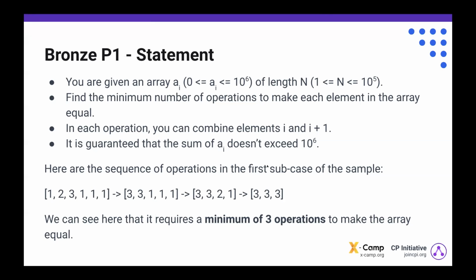So here is the sequence of operations in the first subcase of the sample. The initial array is 1, 2, 3, 1, 1, and then it becomes 3, 3, 1, 1, and then becomes 3, 3, 2, and then 3, 3, 3. So we can see here that it requires a minimum of 3 operations to make the entire array equal.